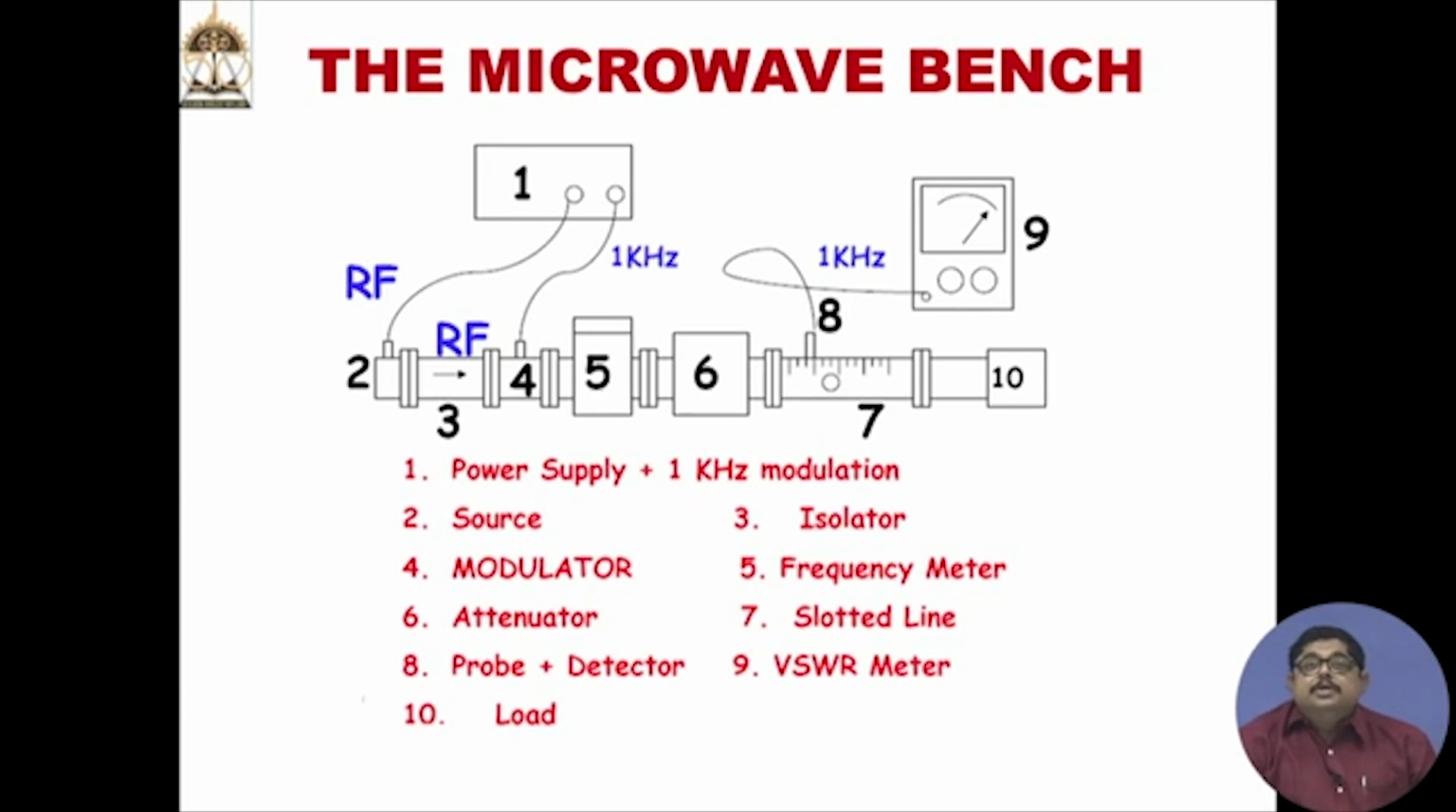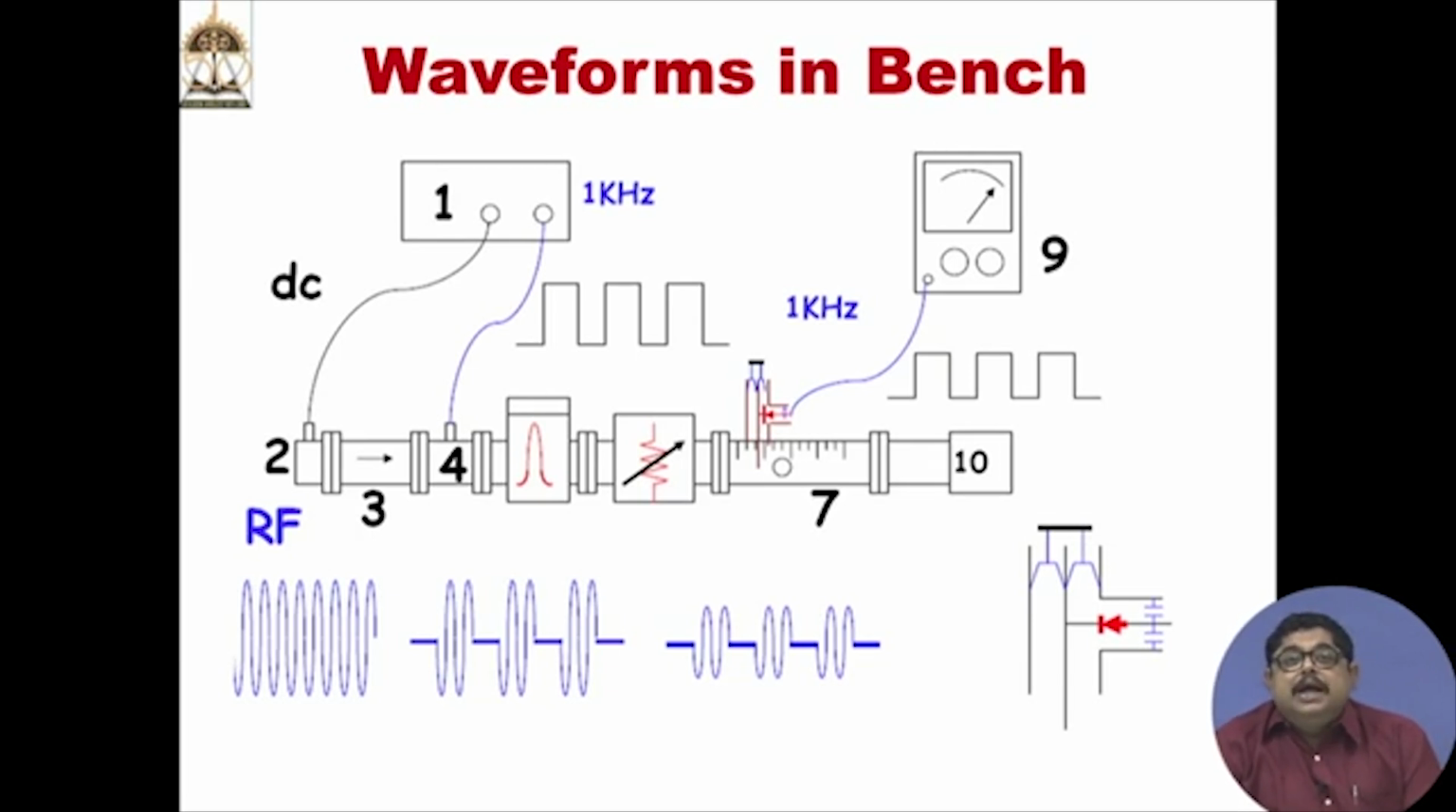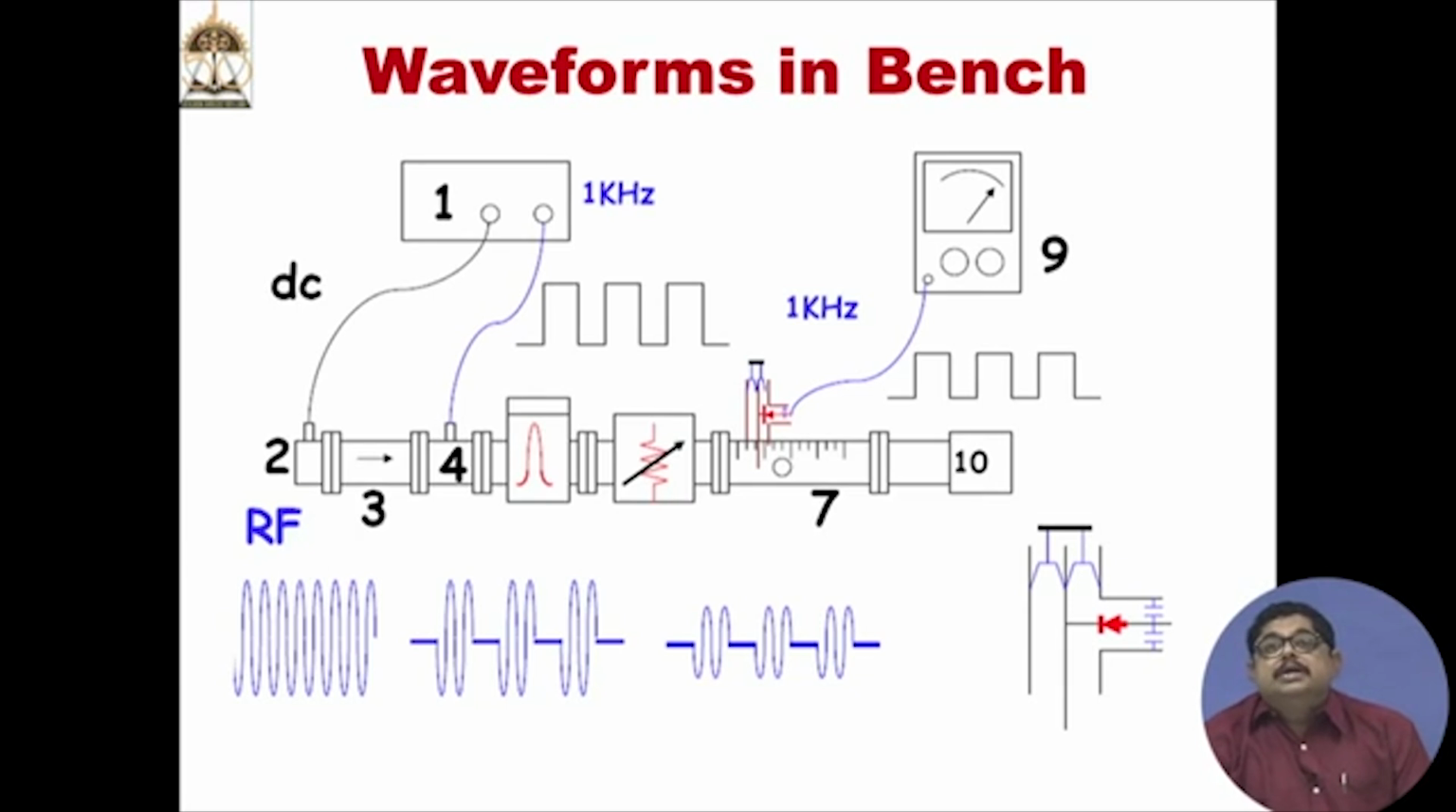So, here we have shown which are the RF sections, where is the 1 kilohertz part, and you see the waveforms. You have the RF coming from the Klystron at the right, then after modulation, that same RF waveform looks like the next one. You see that it has some on-off modulation of frequency 1 kilohertz. So, it becomes the second waveform that is shown, and then after attenuation it is like this.